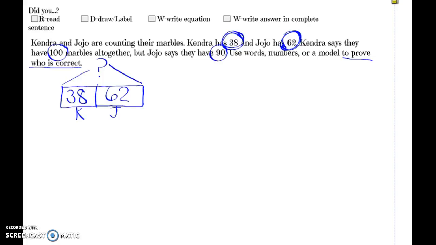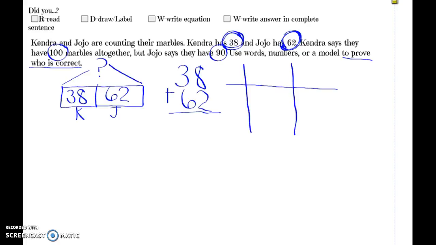So I'm going to write the problem out. 38 plus 62 is my problem written vertically. I need to remember to make sure that my ones place lines up and my tens place line up together. Then I want to draw my hundreds chart. I have ones, tens, hundreds. So go ahead and pause the video and write the problem vertically and draw out your hundreds chart.